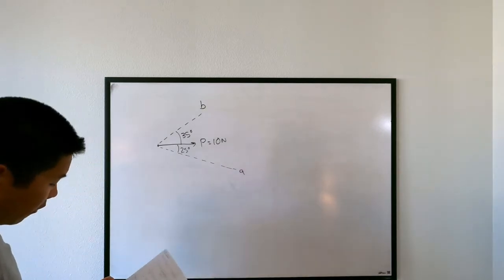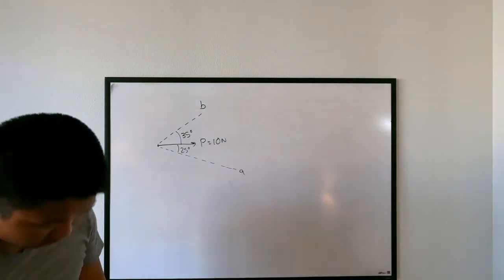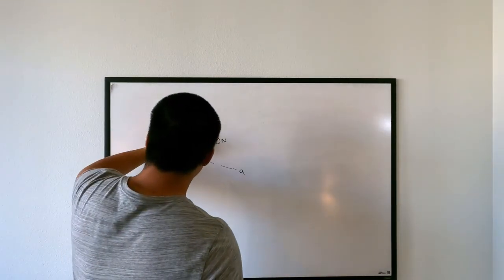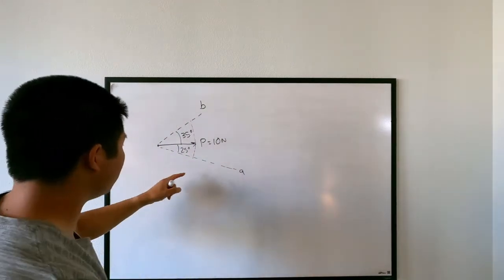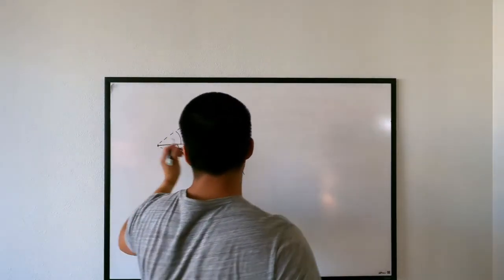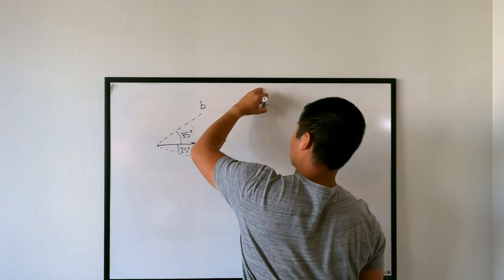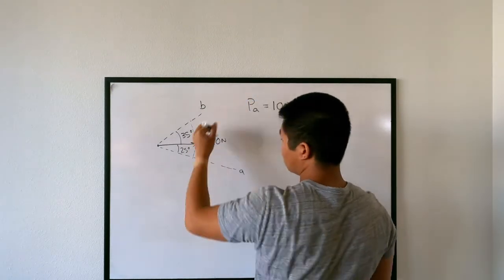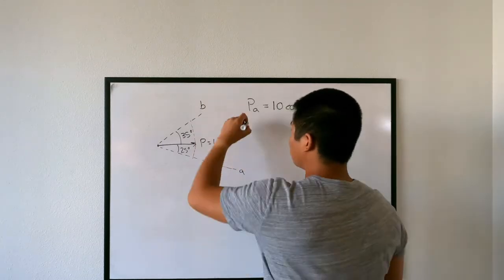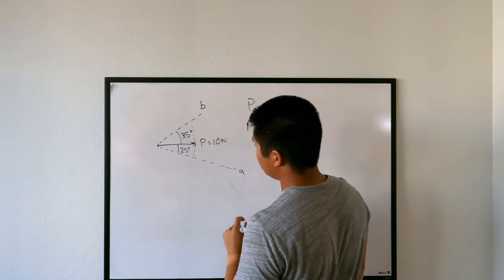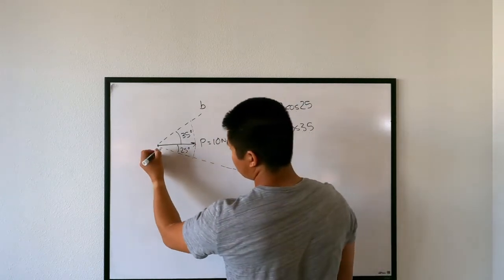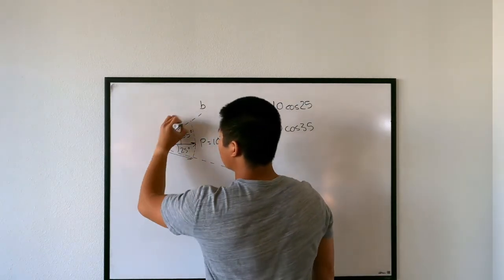If I use the classic approach that we've used in the previous problems, I can easily figure out that the projection of P onto A is going to be 10 times the cosine of 25, and the projection of P along B is going to be 10 cosine of 35, right? Which makes sense because it would be this right here and this right here.